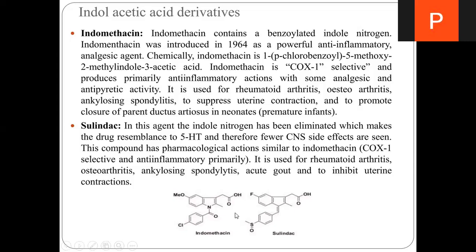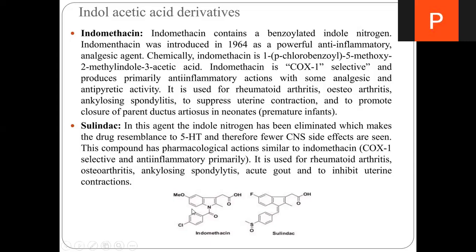In these agents, the indole nitrogen has been eliminated, which makes the drug resemble 5-HT. 5-HT means 5-hydroxytryptamine, and therefore fewer CNS side effects are seen. This compound has pharmacological actions similar to indomethacin, that is, COX-1 selective and primarily anti-inflammatory. It is used for rheumatoid arthritis, osteoarthritis, acute gout, and to inhibit uterine contraction.